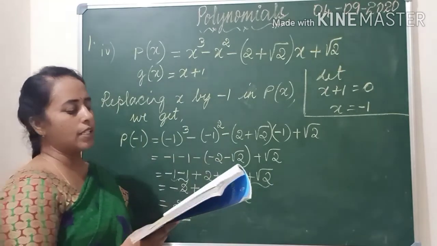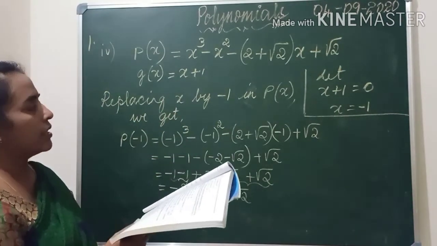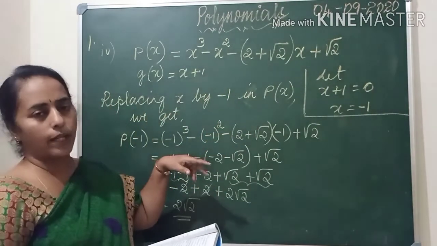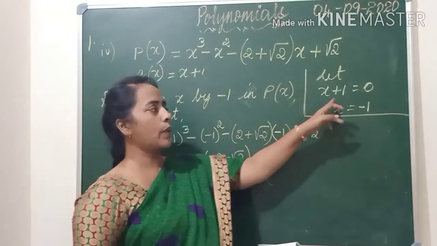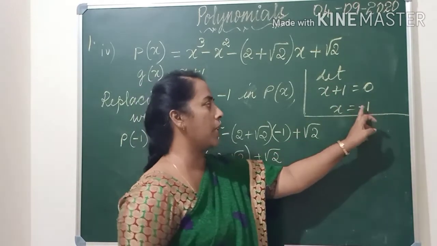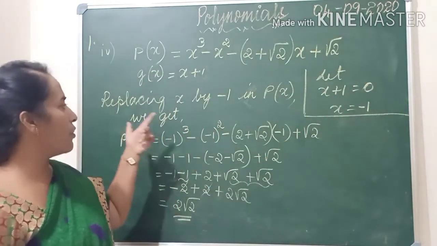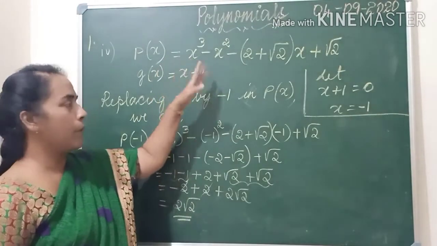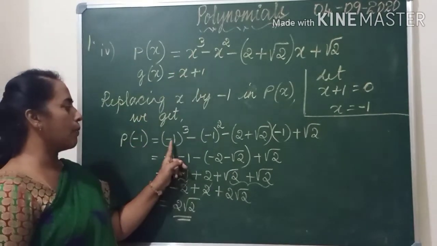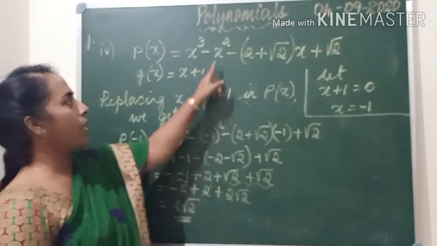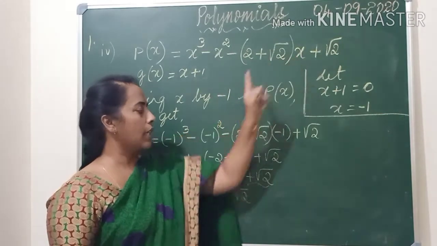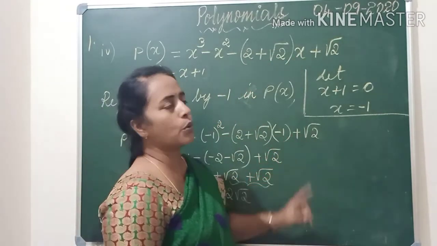So here, the given polynomial is x cube minus x square minus of 2 plus root 2 into x plus root 2. The divisor is x plus 1. So we should get the value of x. Equate that divisor to 0, that is x equals plus 1. When you change the sign, it becomes minus 1. Now you have to replace x by minus 1 in p of x. So what do you get? p of minus 1 equals, so x cube is there, that is minus 1 the whole cube, minus of, here x square is there, that is minus 1 the whole square, minus of 2 plus root 2 into x value is there, that is minus 1 plus root 2.